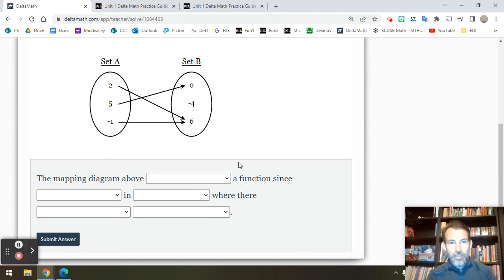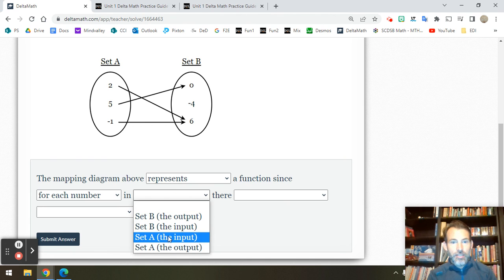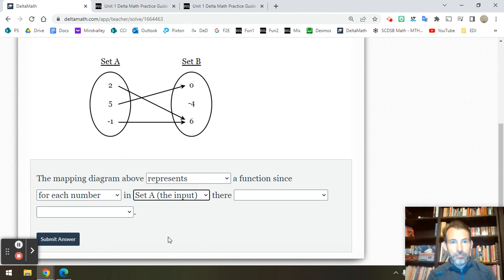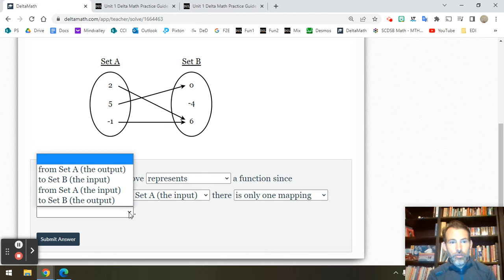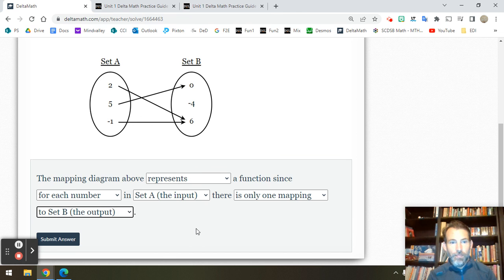And so you're going to see that here in set A, these are the inputs, and B are the outputs. Every input is corresponding to one and only one output, even though the output -4 is not used once and the output 6 is used twice, doesn't matter, it's still a function. So we would say this represents a function since for each number in set A, the input, there is only one mapping to set B, the output.